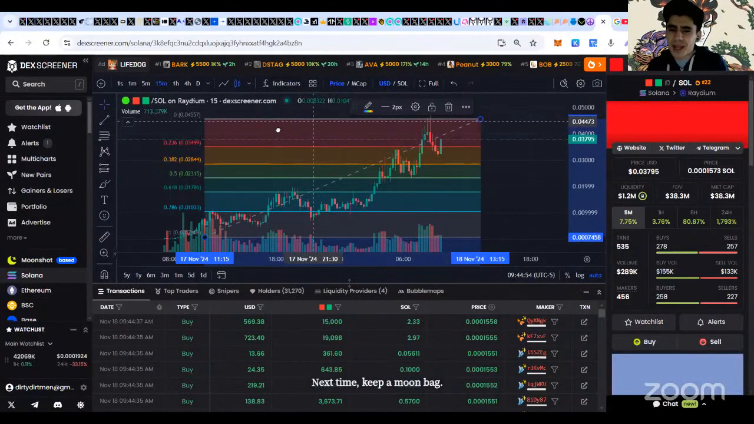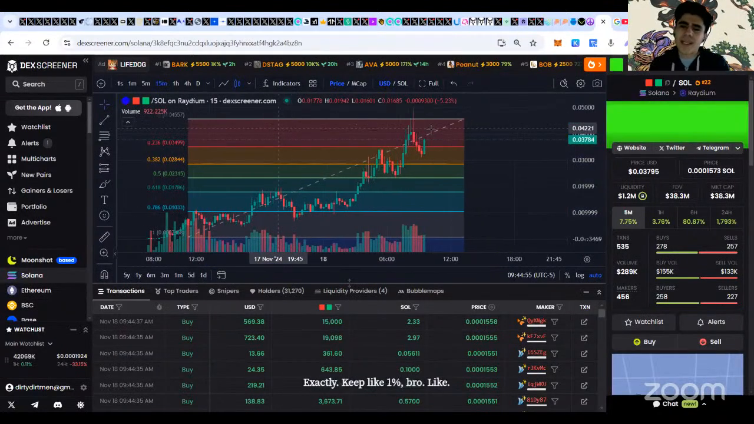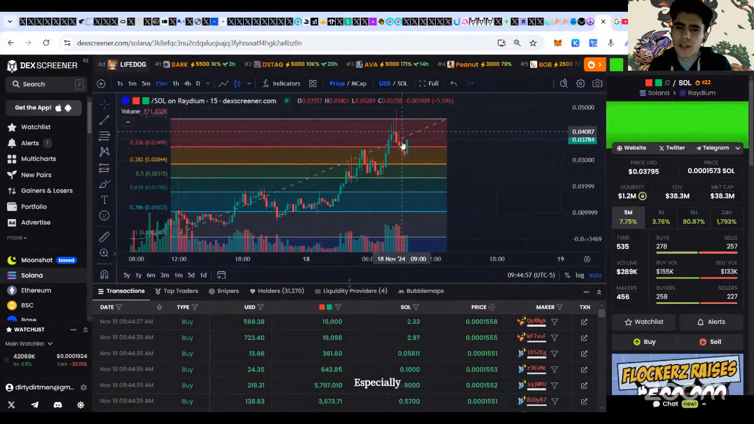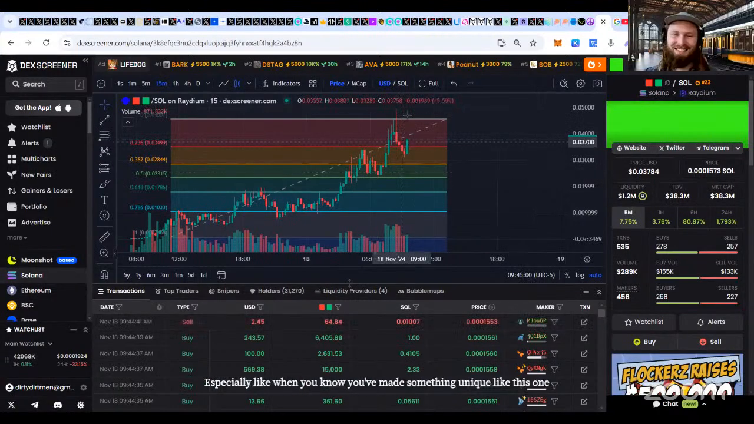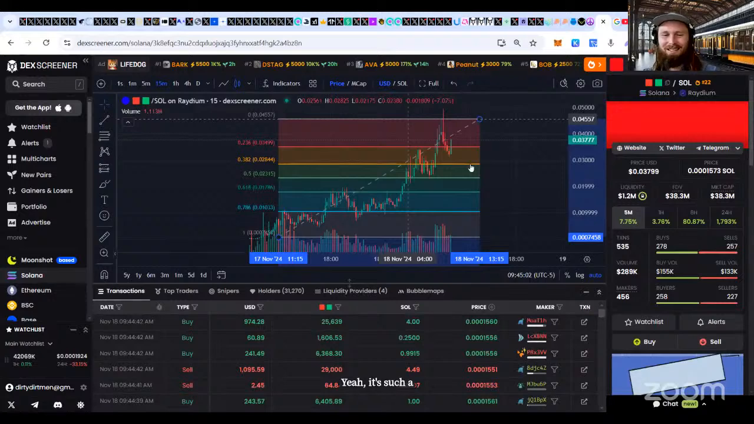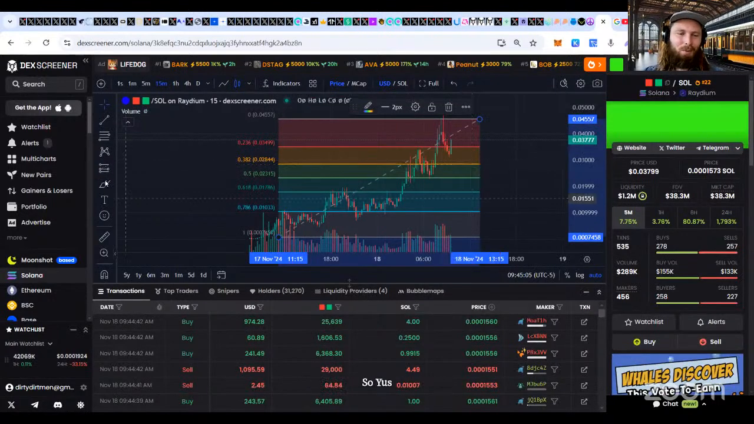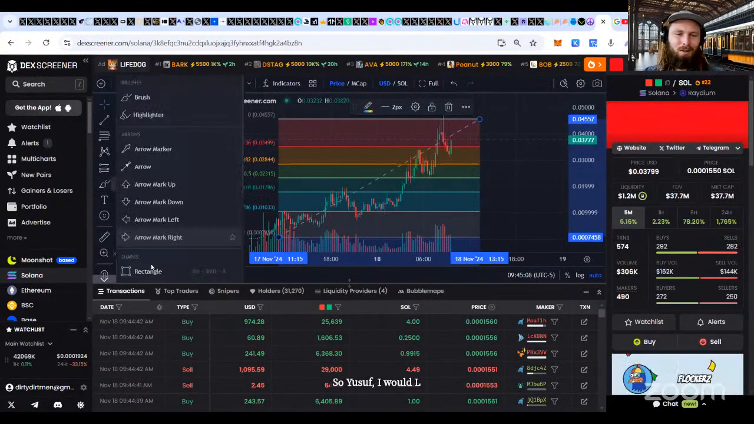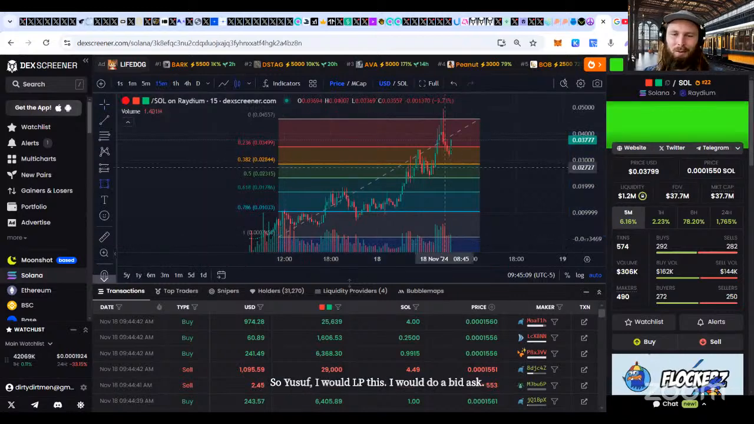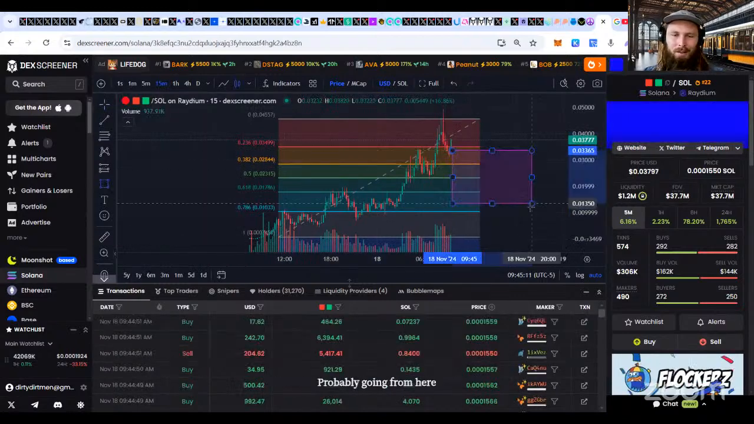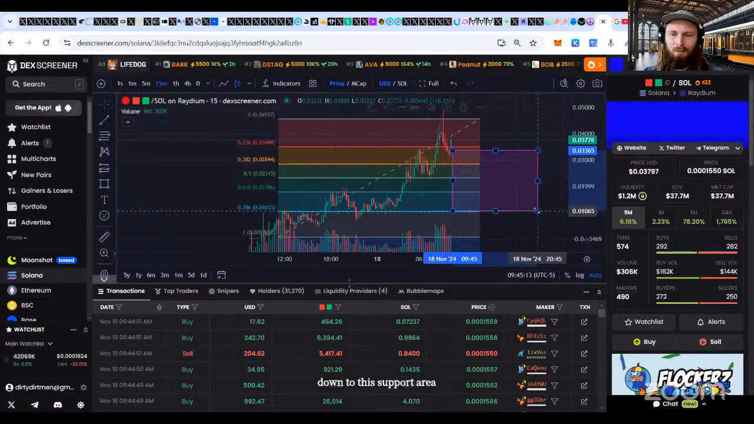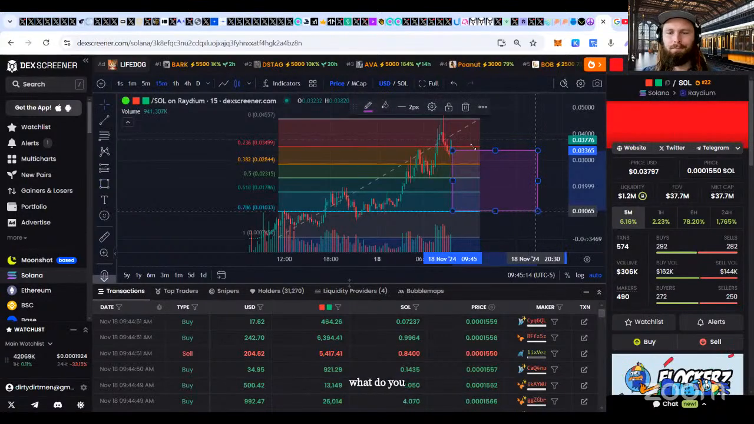Exactly. Keep like 1%, bro. Especially when you know you've made something unique, like this one. It's such a cool ticker too. Yusuf, I would LP this. I would do a bid ask, probably going from here down to this support area down here. What do you think? I think that's very reasonable.